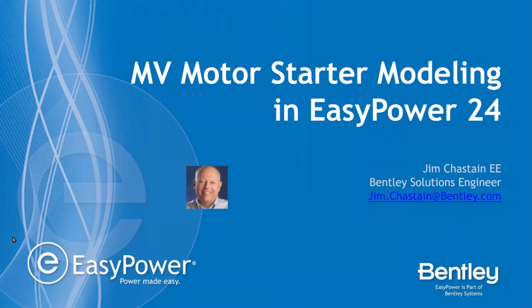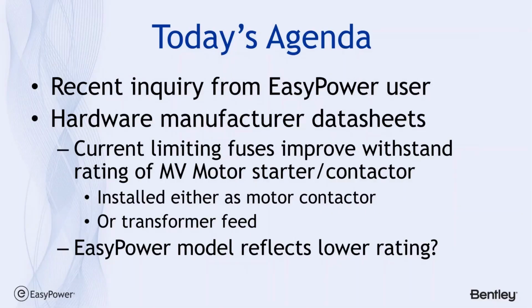Our agenda today is based on a recent inquiry from EasyPower users who were trying to model current limiting applications for motor starters or contactors, and we use these, according to the application notes, both on motor contactors and transformer feeds. The question was, how does EasyPower reflect the lower rating that's afforded, or could be afforded, by the current limiting fuses?